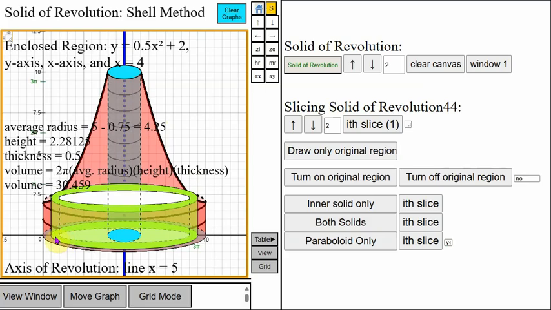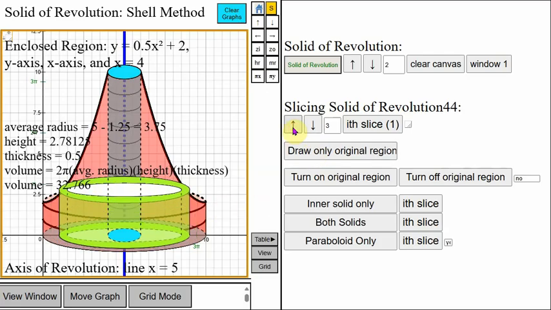And then right in the middle right here, this is 0.75. From here to here is 0.5, and then from here to here is 1. So right here is 0.75. And then to get the height, we would use the x value of 0.75. So in the place of x right here, put 0.75. And that will give us 2.28125. And thickness again is 0.5. And so the volume for shell number 2 is 30.459.